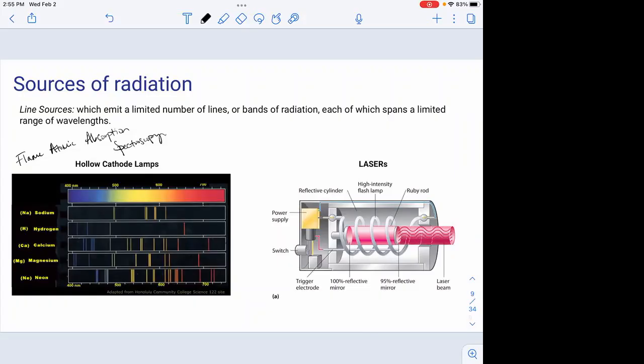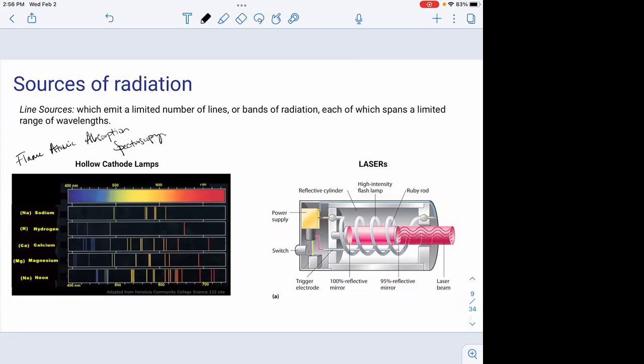And so instead of having to use a monochromator right after the continuum source in order to get that monochromatic light, what you could use is a hollow cathode lamp or another line source that specifically emits radiation of a very narrow wavelength range to shine on those metal atoms and ions in the flame in order to get that absorption measurement.